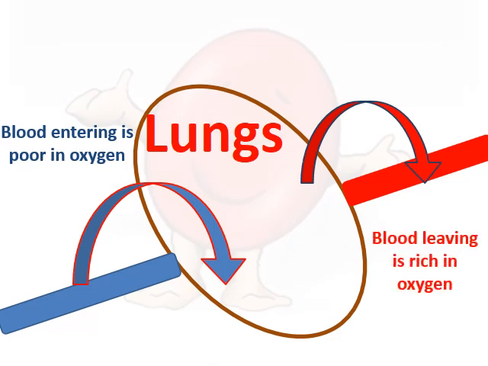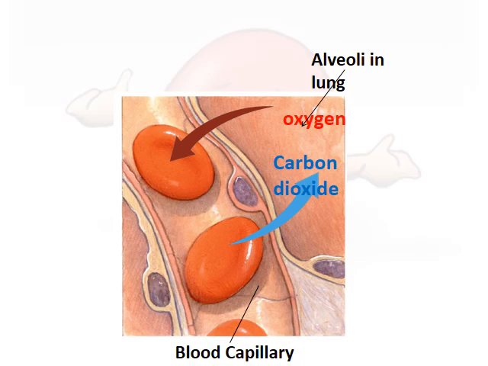Blood entering is poor in oxygen, while the blood leaving is rich in oxygen. These figures show the alveoli in the lungs, which contain oxygen, carbon dioxide, and this blood capillary.